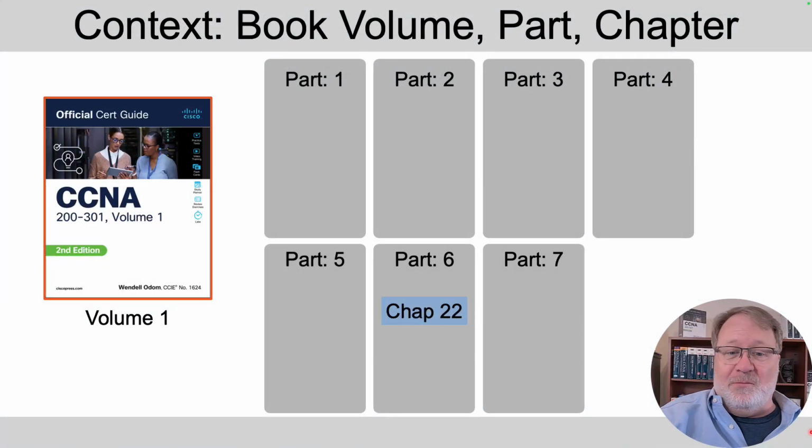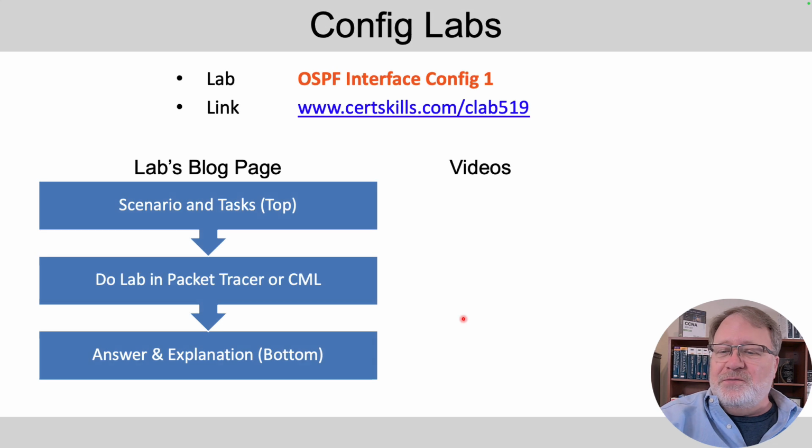So what about this lab? Well, the content matches topics you'll find in the official Cert Guide, Volume 1, Part 6, and it's Chapter 22 in the current edition. But the lab itself you'll find at this URL that ends in CLab 519. That's my blog. And the name is OSPF Interface Config 1.